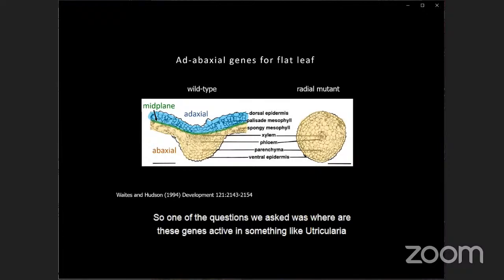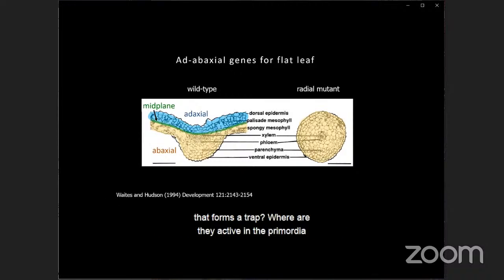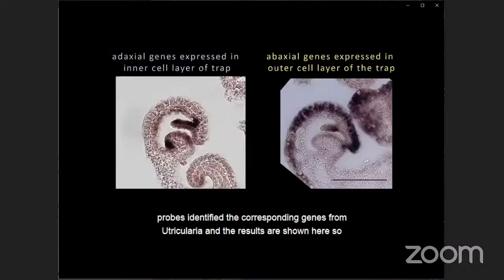So one of the questions we asked was, where are these genes active in something like Utricularia that forms a trap? Where are they active in the primordia that form the trap? And so we tried to localize where they were expressed using various probes, identified the corresponding genes from Utricularia, and the results are shown here.